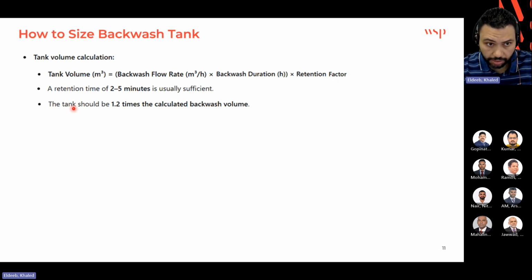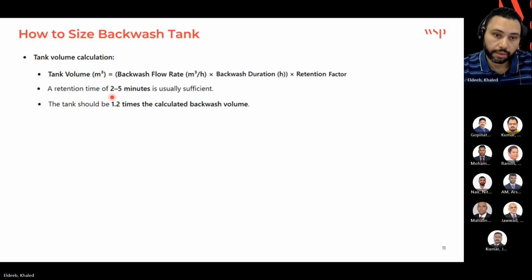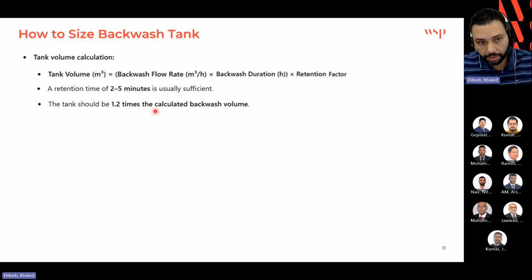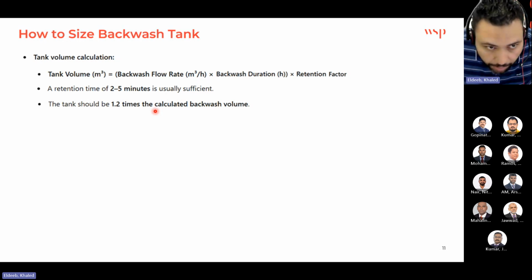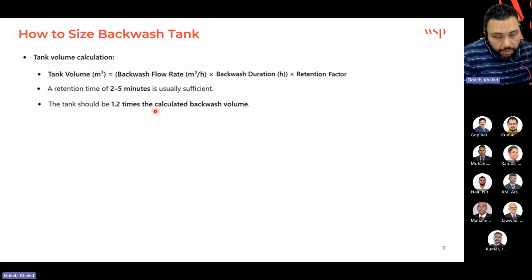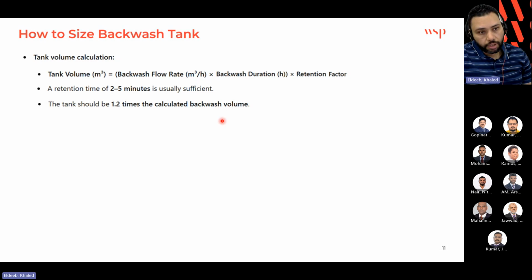So the retention time, actually, you can call it the rinsing time. If you remember last session, we said after backwash we have to do rinsing. So the rinsing is supposed to go to the waste, right? So we can take it to the backwash tank with the backwash flow, and both of them we can reuse again if possible or if needed. So the tank should be 1.2 times the calculated backwash volume for safety.